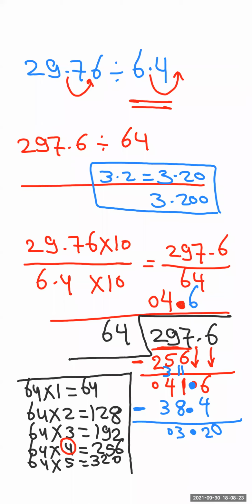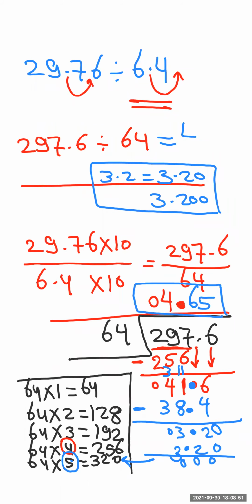So first, I will add 0, so the number becomes 320. So now 320 divided by 64, from the draft, we will find that it will equal directly 5. Then 320 minus 320, and place the decimal point on the same place. Then 0, 0, 0. So the quotient of this division will equal 4.65.